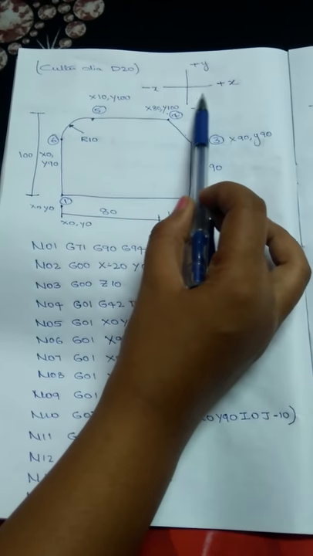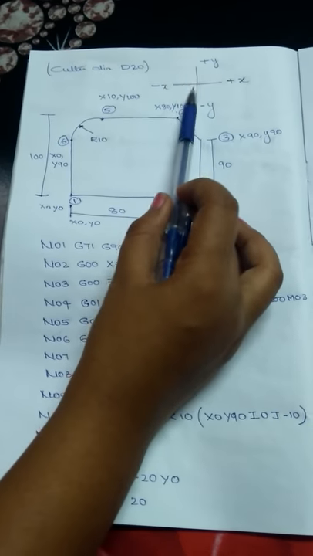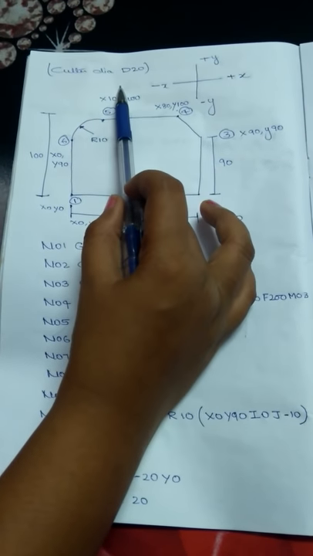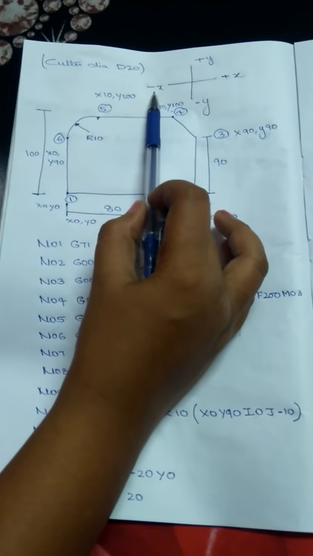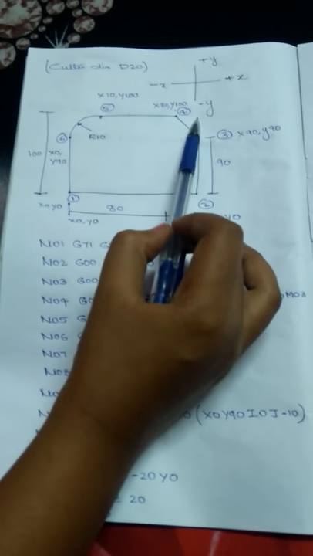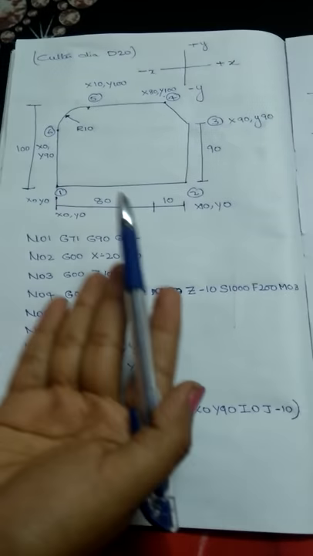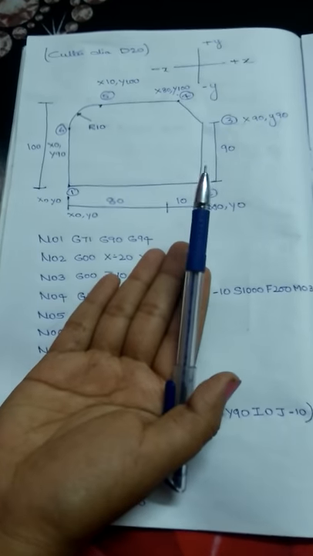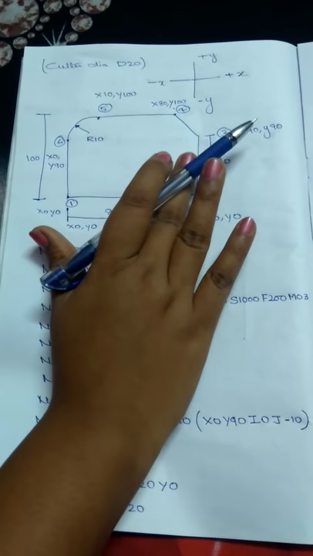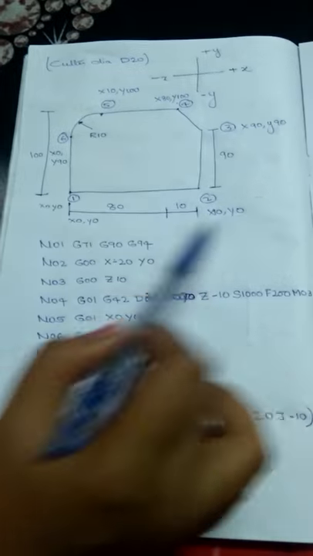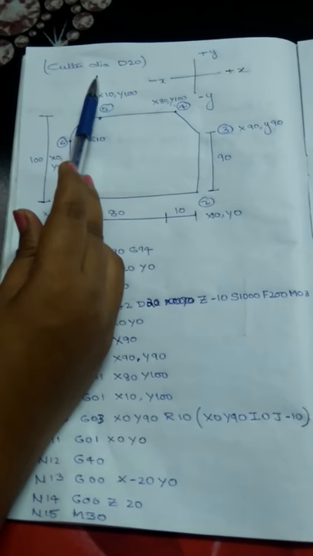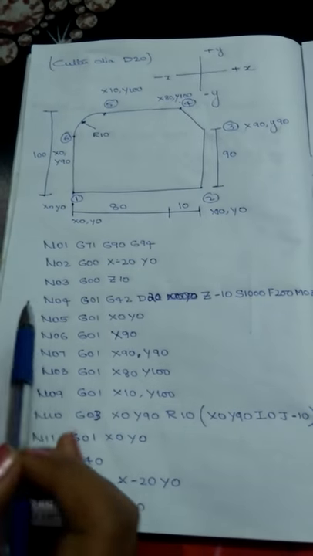If the tool is moving in the right direction, it is positive X. If the tool is moving in the negative direction, that is the left side, we call it negative X. Upward is positive Y, downward is negative Y. So this is the basic coordinate system which we need to know. Coming to the Z direction, if the tool is moving upward, away from the specimen, then it is positive. When it is going towards the specimen, it will be negative. The surface of this sheet is Z0. Now for this cutting, we are using a cutter tool of diameter D20. Let us start with the programming.